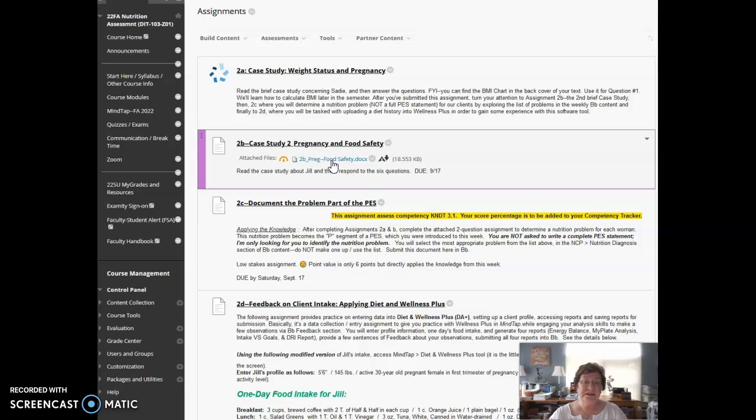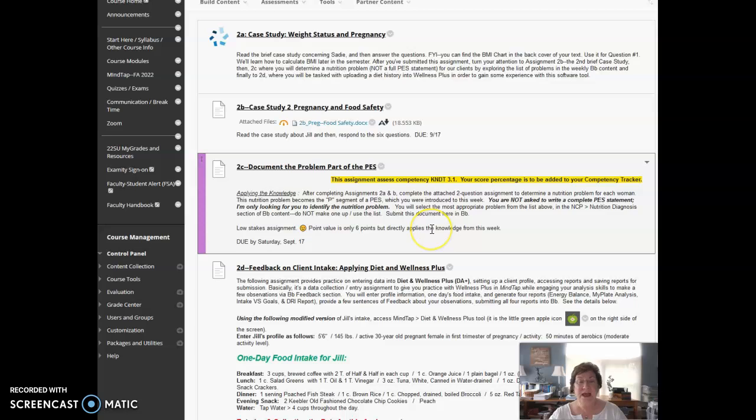Assignment 2C is a very simple task, so don't overthink this. What we're looking for here is just that problem portion of the nutrition diagnosis for our 2 pregnant moms. Those are, of course, case study 2A and 2B that we just peeked at.